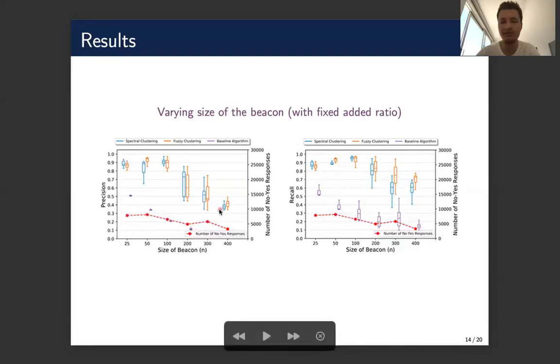But again, these beacon sizes are realistic ones. Even though there are smaller beacons like 50 and 25, we demonstrated the success of our attack with a beacon of size 200.